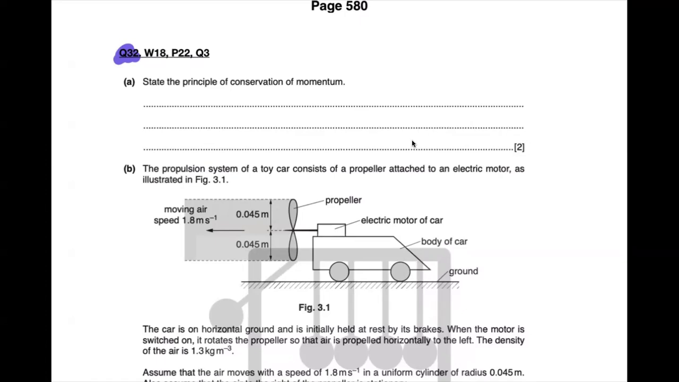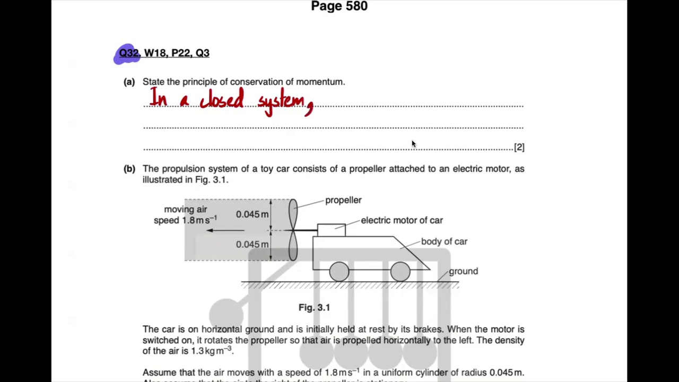Question 32, part A, state the principle of conservation of momentum. Again, very straightforward. It's the exact same marks as it would be asked for in O levels, and you know that each of the marks is for a certain statement. So we say in a closed system, or alternatively, you can also say that if no external forces act, both of these mean the same thing. Both of these the examiner accepts.